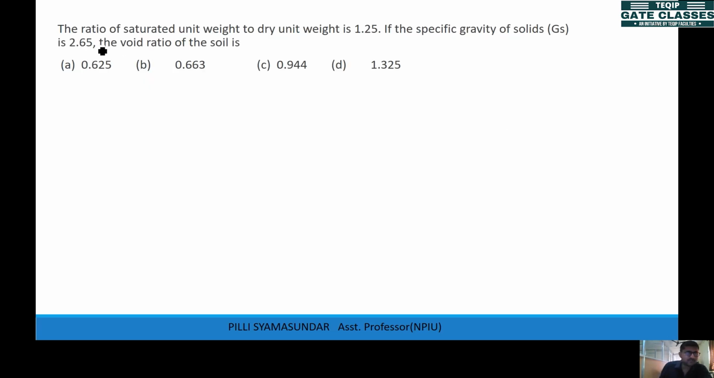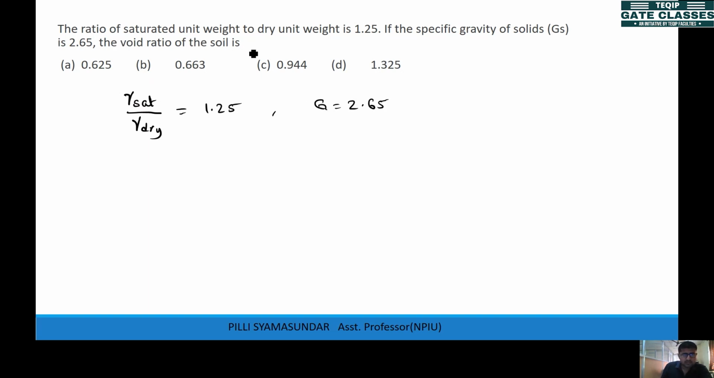Okay, this is the next question. The ratio of saturated unit weight to dry unit weight is 1.25. So what is it? The ratio of saturated unit weight to dry unit weight is 1.25. So if the specific gravity of solids is 2.65, okay, G is given as 2.65.